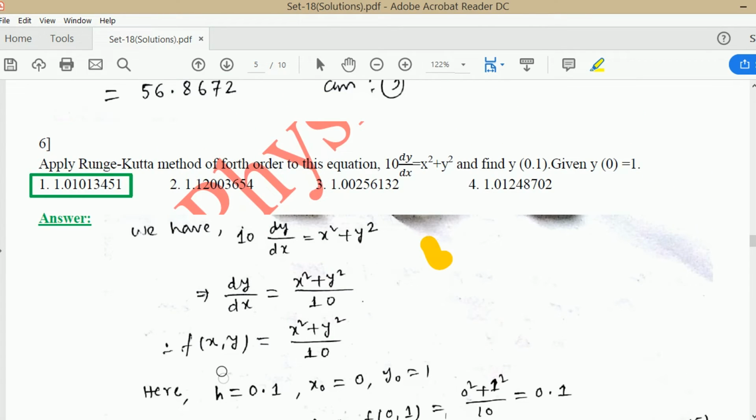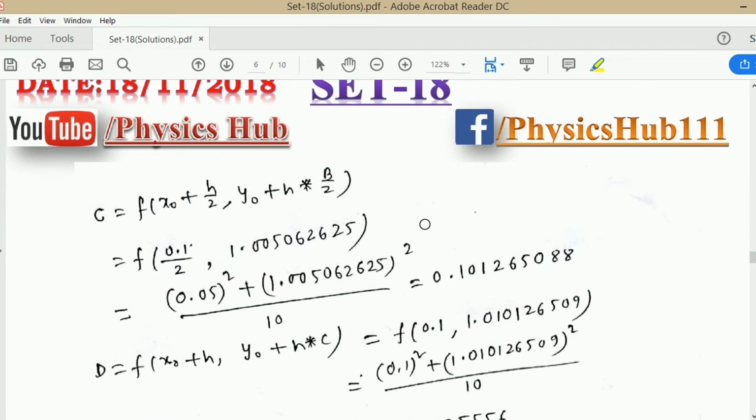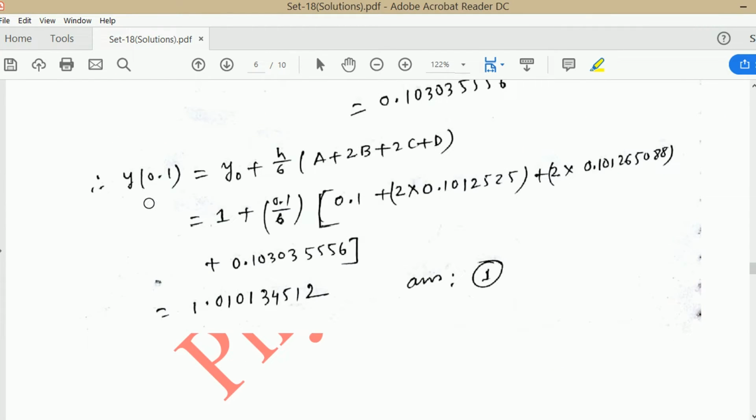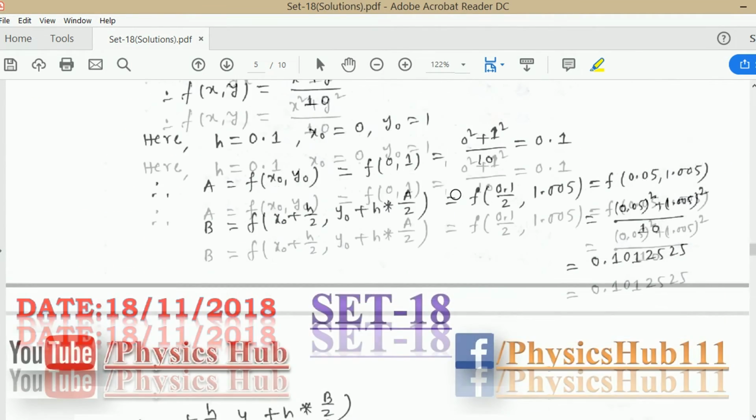So we have to apply the Runge-Kutta method. Before applying it, we should know the formula. In the Runge-Kutta method, the formula for y at the next iteration, suppose you are given the initial value, equals y naught, meaning the initial value, plus h by 6 into (a plus 2b plus 2c plus d). This is the formula. Now how to apply this formula, I will be showing you one by one.